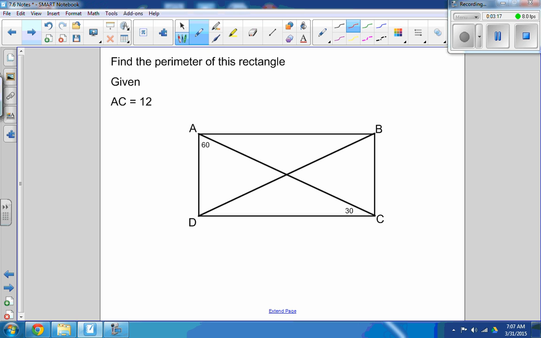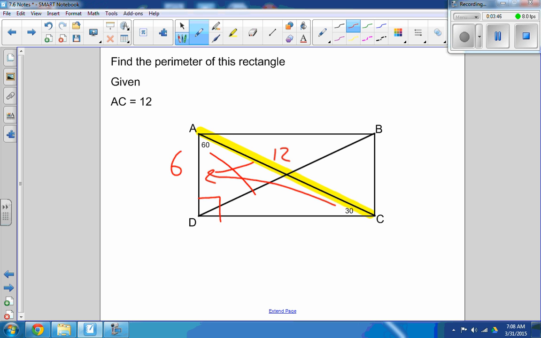So let's use this idea to see if we can solve a problem here. Find the perimeter of this rectangle. We're given AC is 12. So this full length is 12. Well, we know this is a 90-degree angle, and we have a 30, 60, 90 triangle. If we remember the properties of 30, 60, 90, the side that's across from the 30 degrees is half of the hypotenuse, so that's 6.